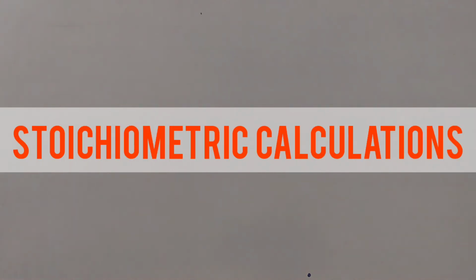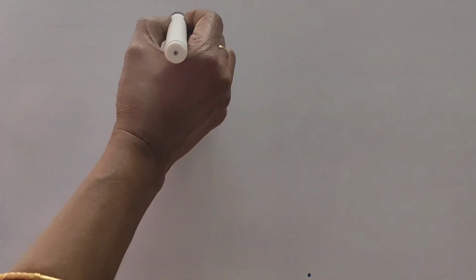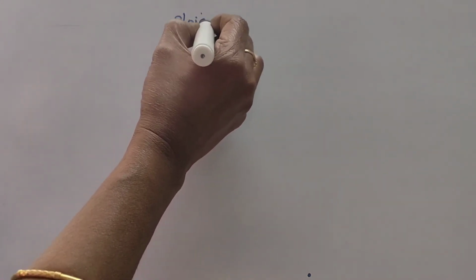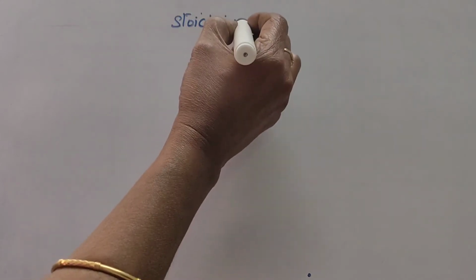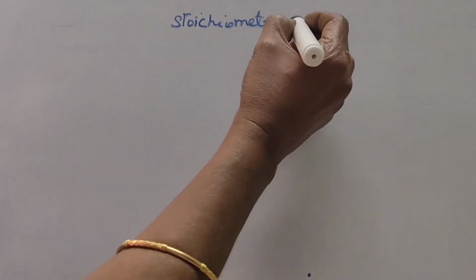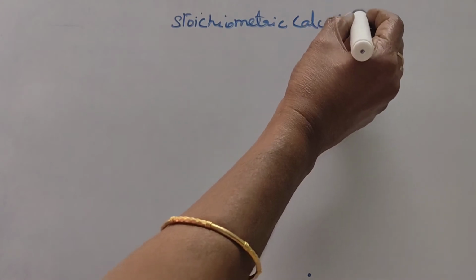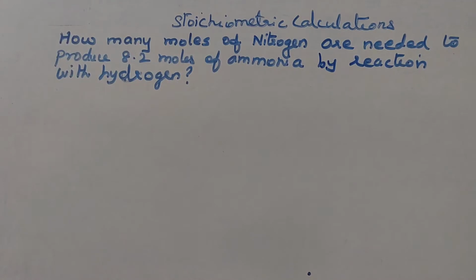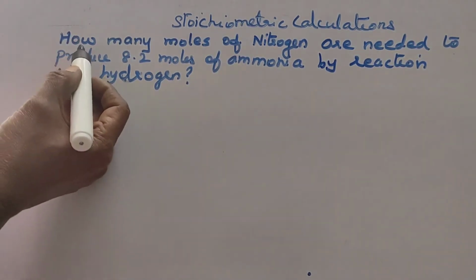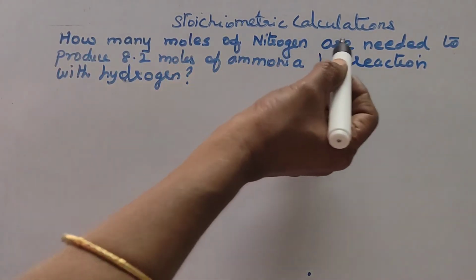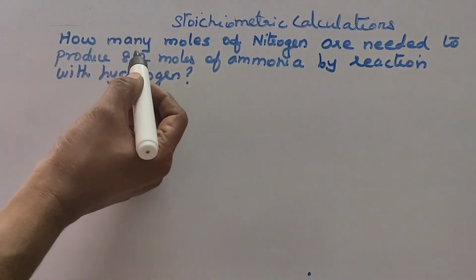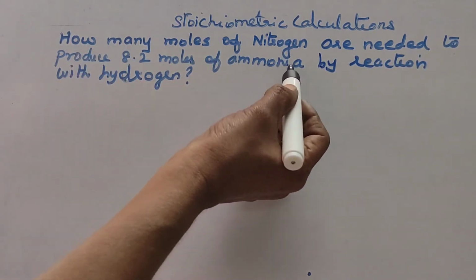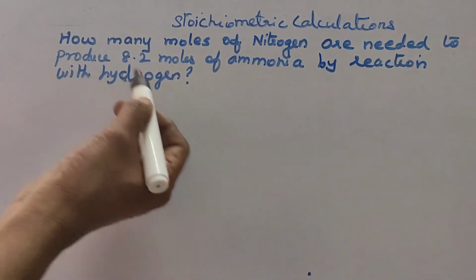In today's session, we are going to solve a few problems based on stoichiometry, that is, stoichiometric calculations. Let us solve the first problem. How many moles of nitrogen are needed to produce 8.2 moles of ammonia by reaction with hydrogen?